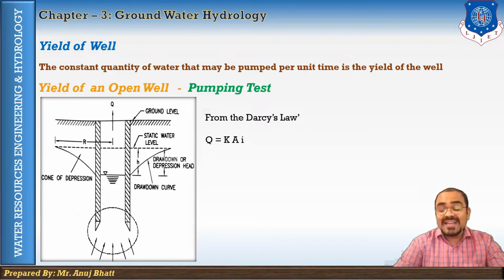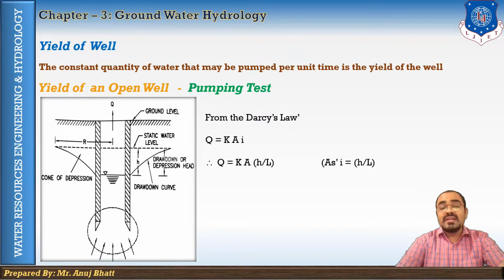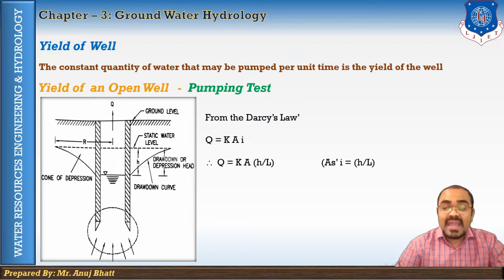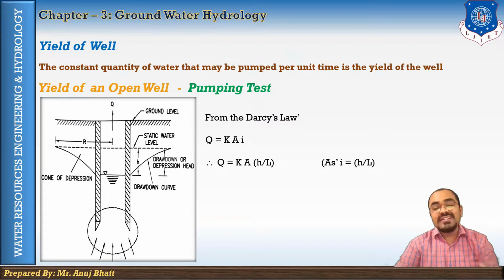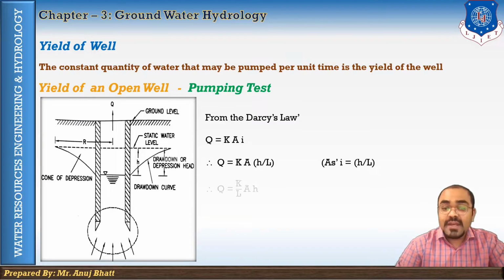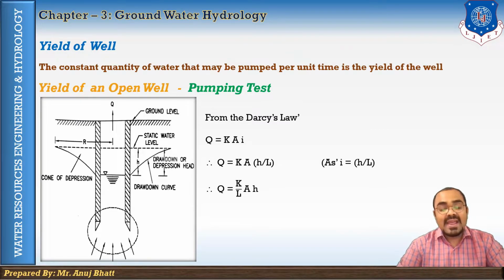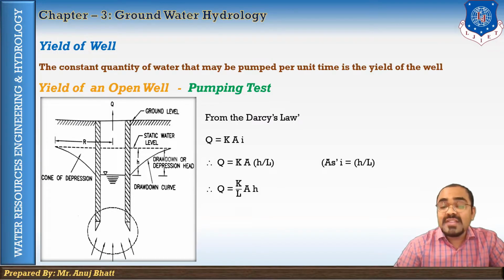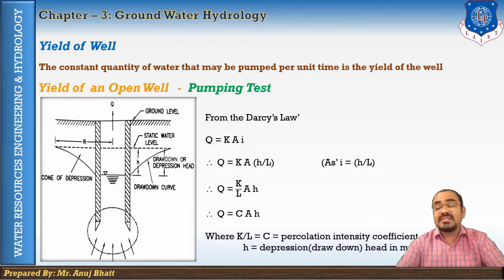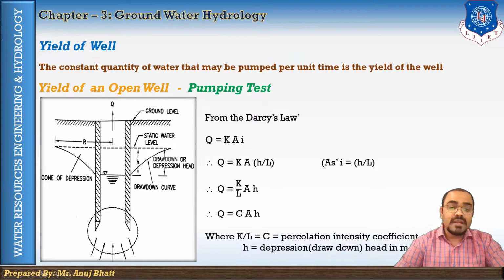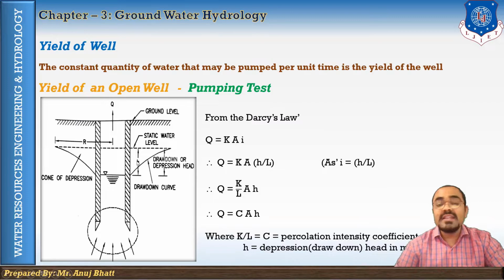Now we know that i is the hydraulic gradient whose value is H by L. So substitute the H by L value in the equation. So Q is equal to KAH upon L. Now if we take this L below the K as the denominator of K, Q is equal to K by L into A into H. While this K by L is a constant value C, which is the percolation intensity coefficient. H is nothing but the depression head, that is in meter.